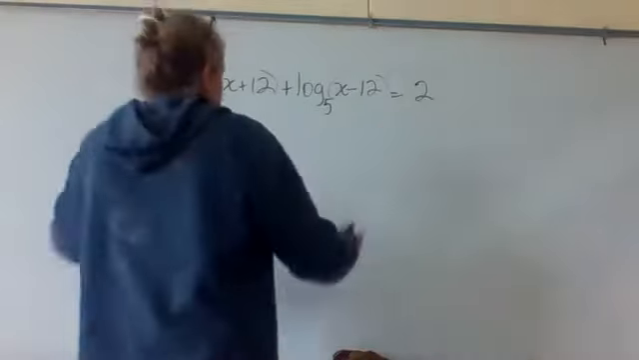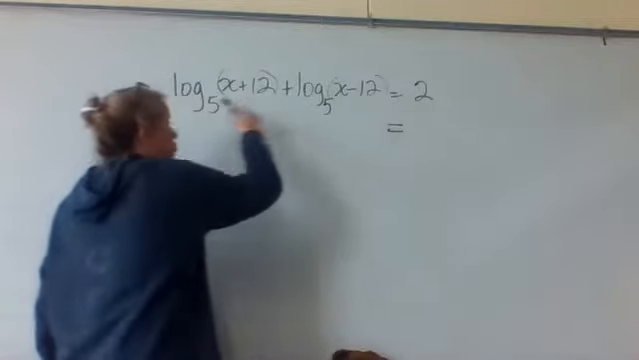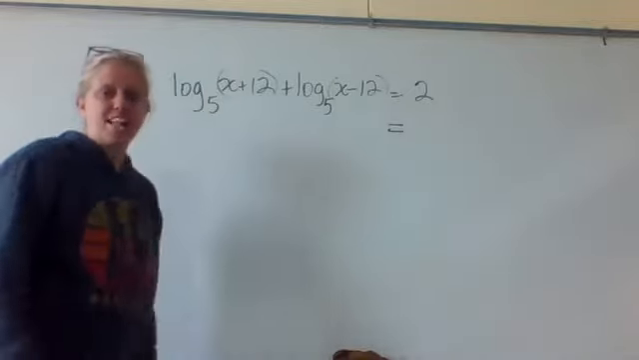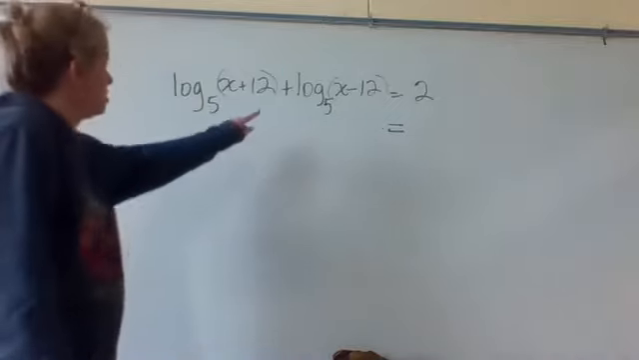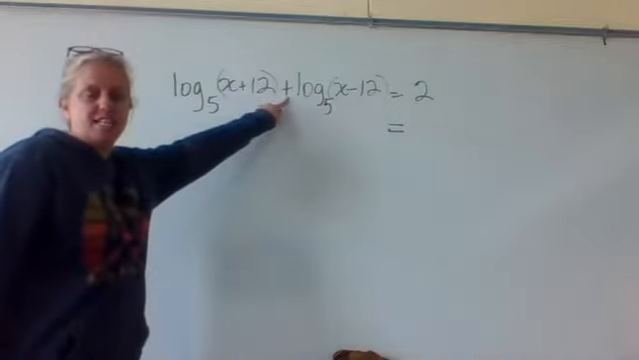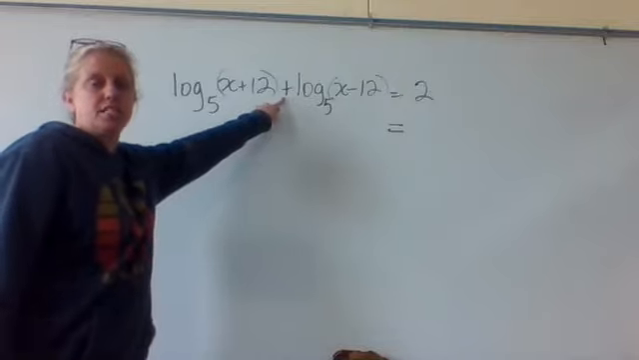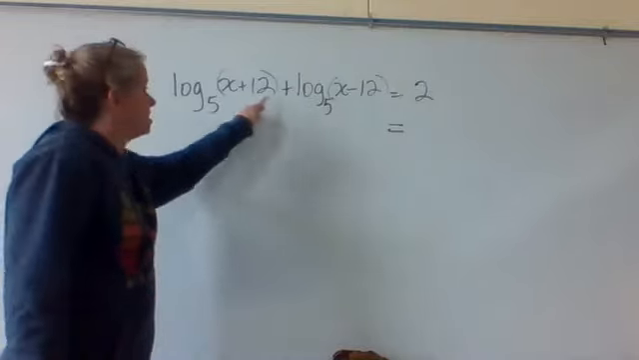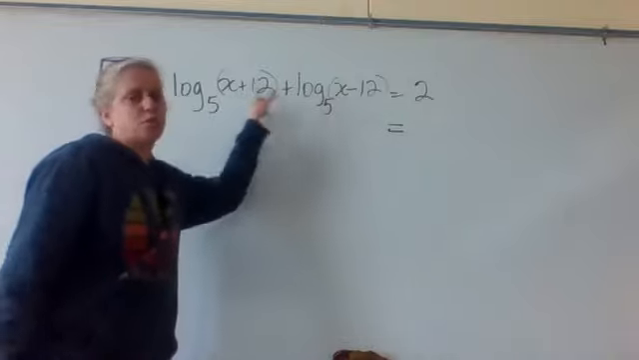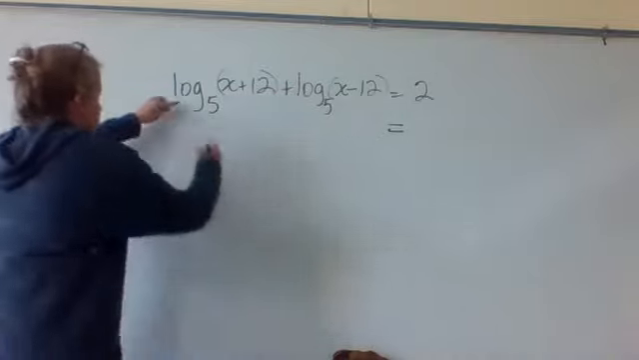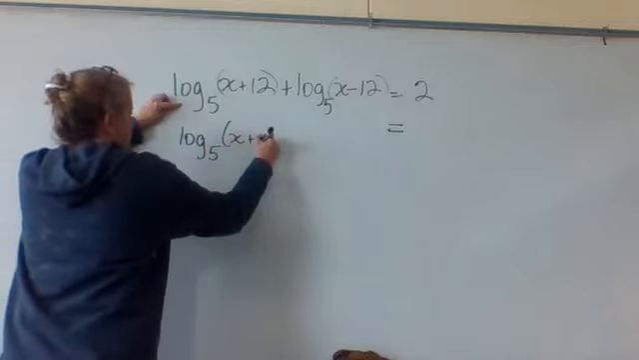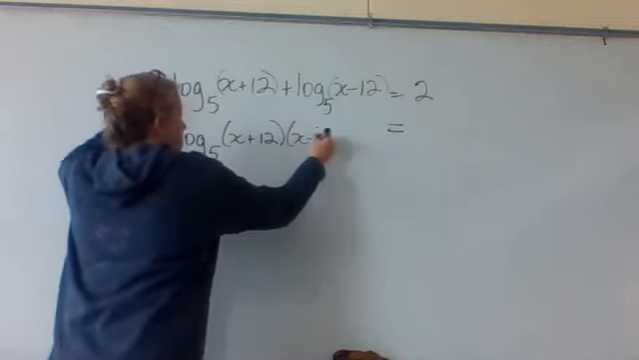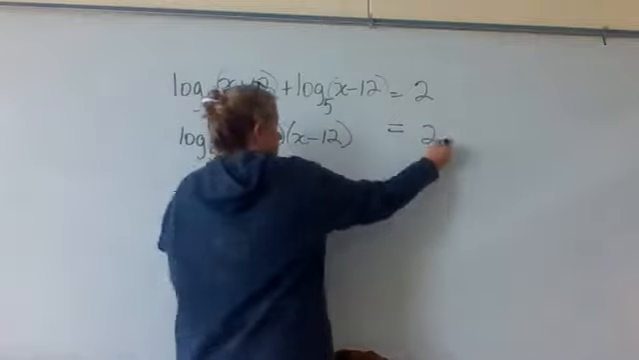Okay, first things first, here's my equal sign. I've got two log base 5s on one side of that equal, so I'm going to turn those into one. It totally depends on what this sign is what you're turning it into. Since it's plus, that means this time it's going to turn into multiplying those together. So I'll have log base 5 of x plus 12 times x minus 12 equals 2.